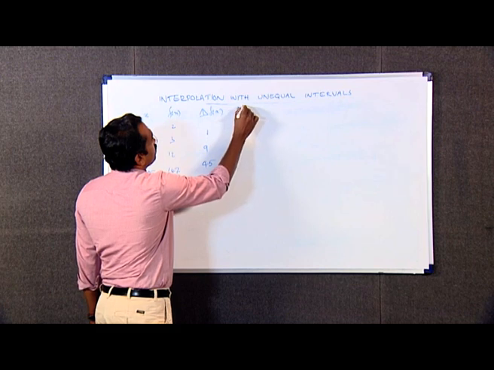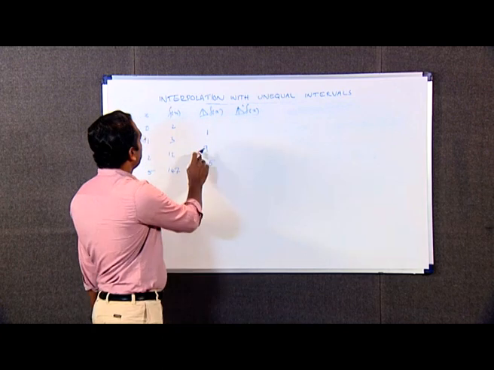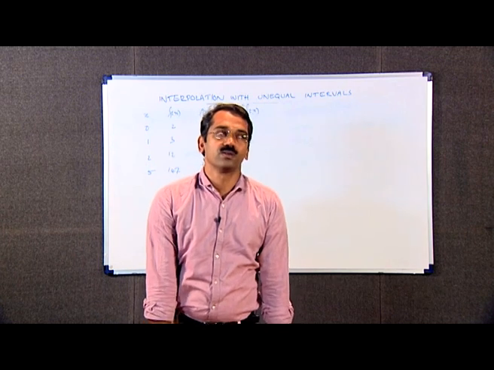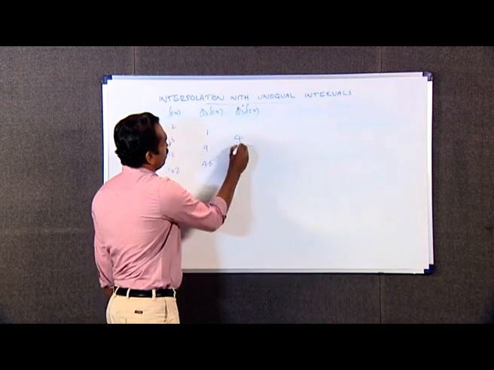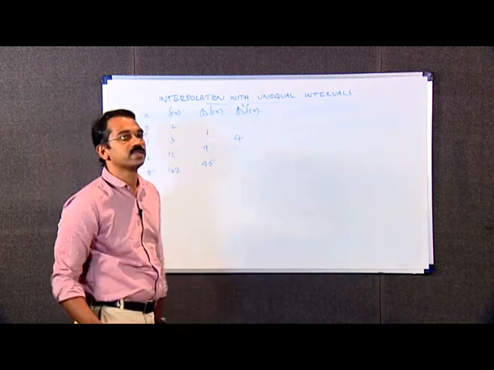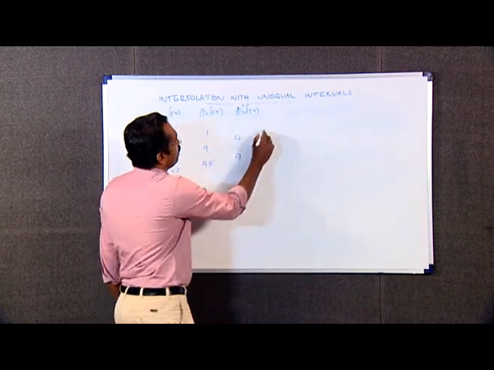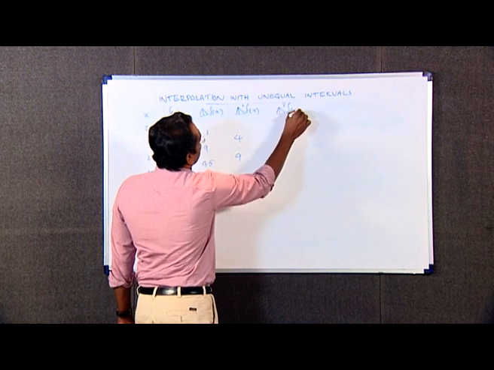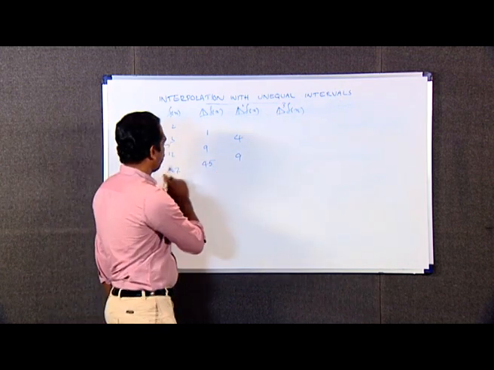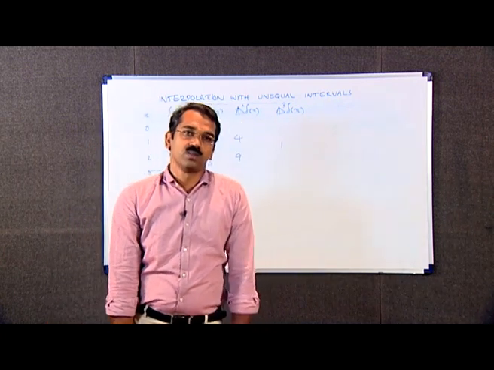The second divided differences are (9 minus 1) divided by (2 minus 0), that is 8 by 2 is equal to 4. (45 minus 9) divided by here (5 minus 0), that is equal to 9. And the third order difference is (9 minus 4) divided by (5 minus 0), that is 9 minus 4 is 5, 5 divided by 5 is 1. This is the corresponding divided difference table.